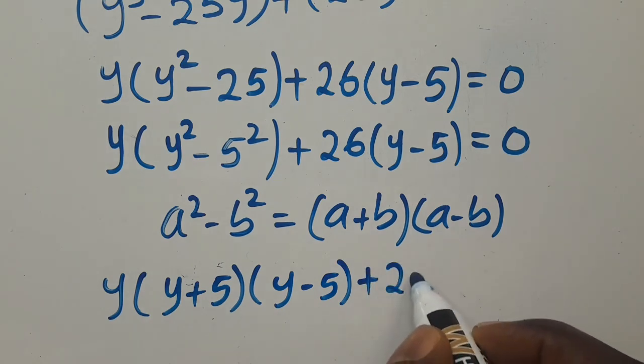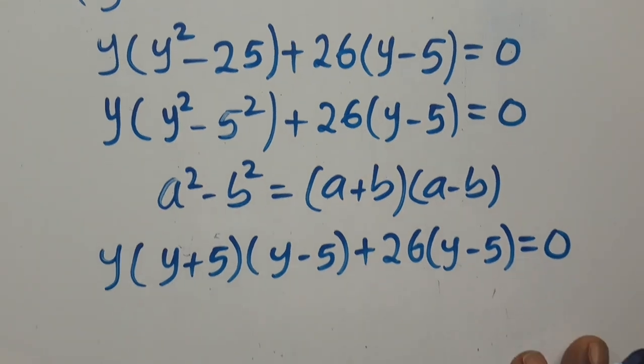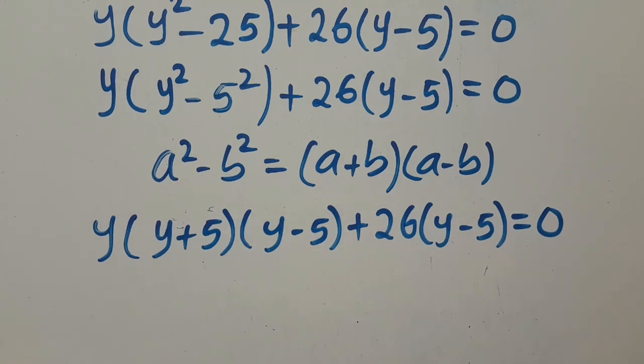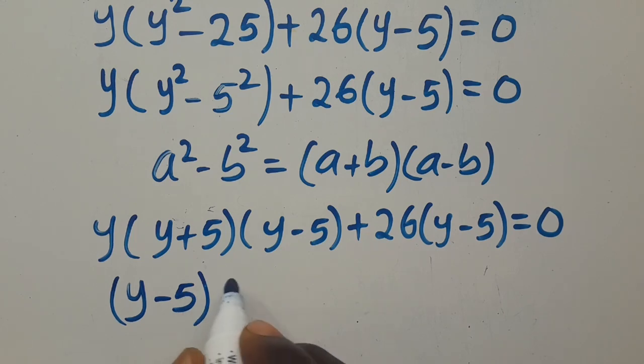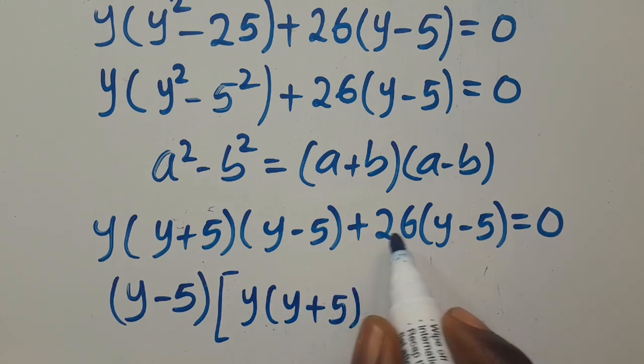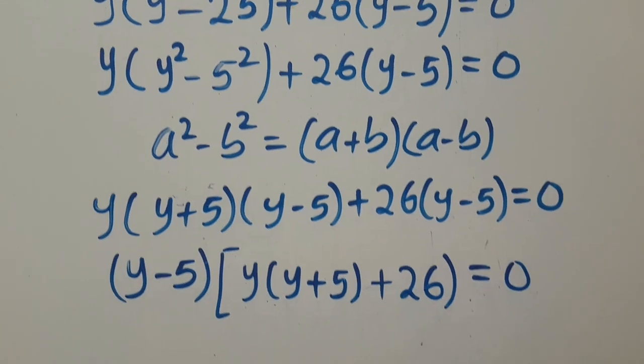Remember, we have plus 26 into y minus 5. Then we set everything to be equal to 0. Then you can see that we have y minus 5 in common. So when we factor it out, we are going to have y minus 5. Then the whole of everything here divided by y minus 5 in parentheses, we are going to have only y into y plus 5. The whole of everything here divided by y minus 5 in parentheses, we have only 26 left. Then we close it, we set everything to be equal to 0.